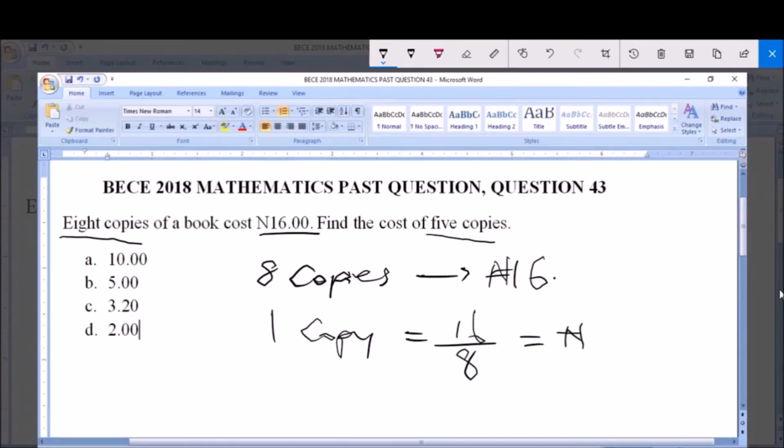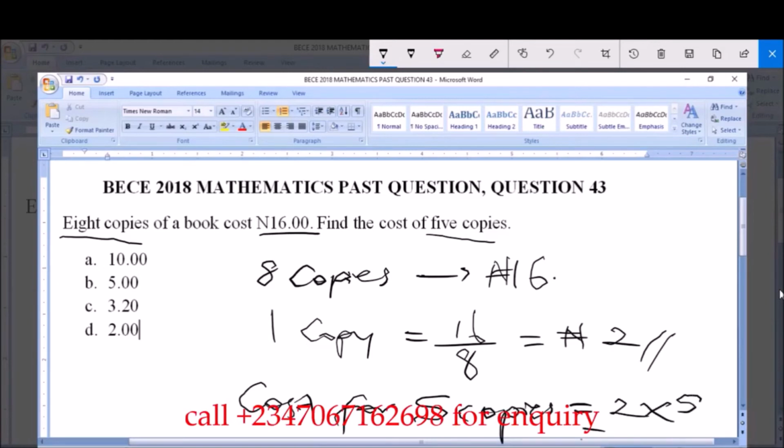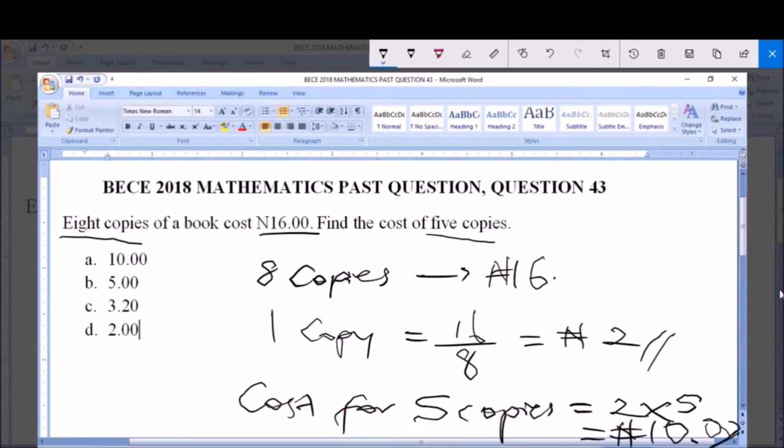and that is 2 naira. Now since we have that the cost of 1 copy is 2 naira, we can now find the cost for 5 copies by simply multiplying 5 by 2. So cost for 5 copies is equal to 2 times 5, and this will give us 10 naira. So therefore the cost of 5 copies is equal to 10 naira.